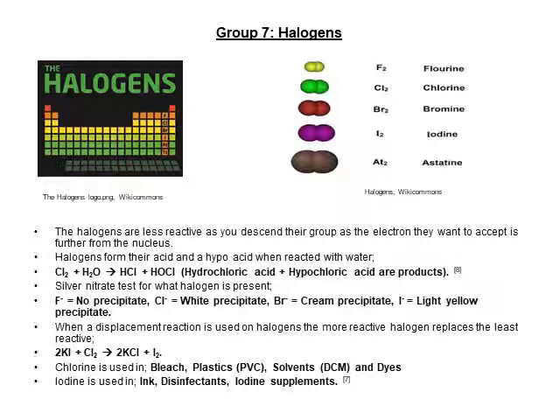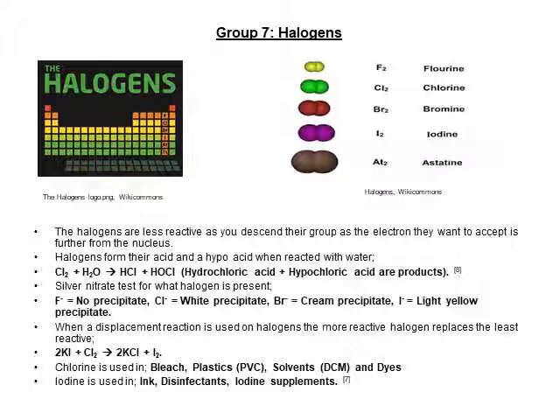When a displacement reaction is used on halogens, the more reactive halogen replaces the less reactive one. So in this example, potassium iodide is reacted with chlorine, and it forms potassium chloride plus iodine. If it was the other way around, the iodine wouldn't be able to replace the chlorine. And if the iodine was on the other side and the bromine was there, it couldn't either. Do you know what I mean? It's got to be below it.